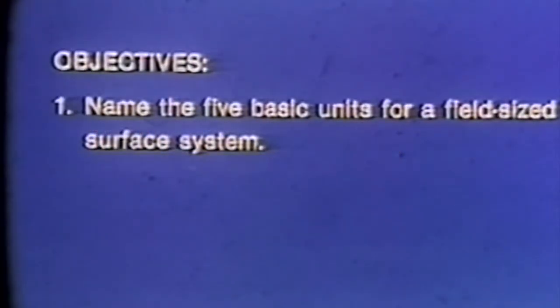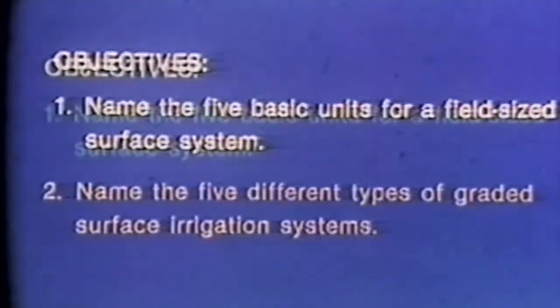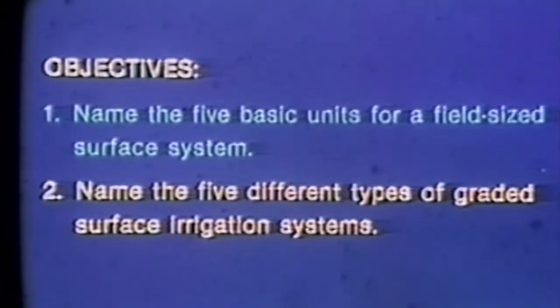This 5-part series is to introduce you to information necessary to help you assist farmers in planning a conservation irrigation system. Upon completion of this part of the module, you'll be able to: 1, name the 5 basic units in a field-sized surface system. 2, name the 5 different types of graded surface irrigation systems.